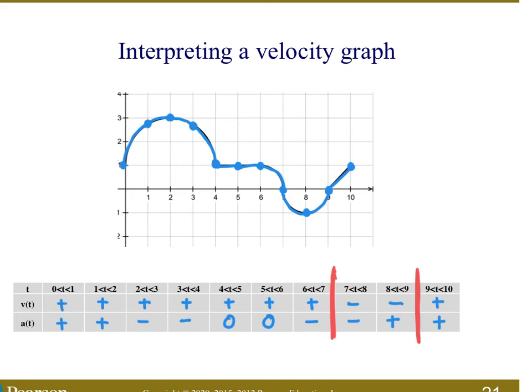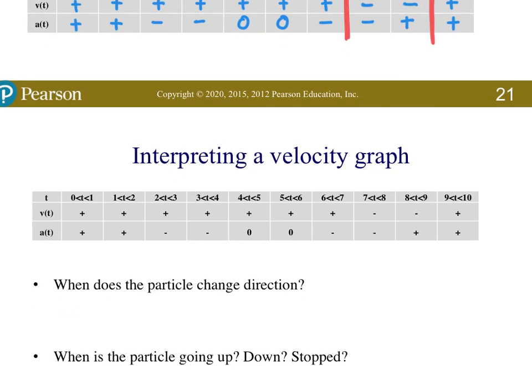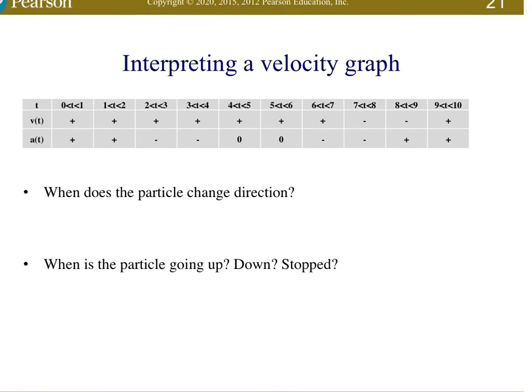So just break it up into intervals. Then use that to answer the next set of questions. Okay, once again, I'm going to add these red lines here because that represents a place where it changed from plus to minus and again back from minus to plus. So that answers the questions for me. When does the particle change direction? It's happening at time equals 7.